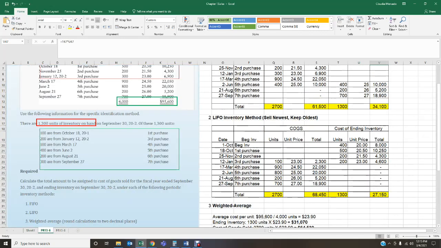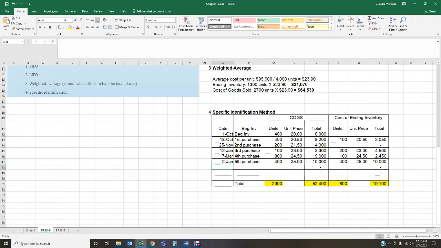August the 21st, the sixth purchase. We purchased 200 units. Down here it says that we have all of those 200 units remaining on hand in our warehouse. So that entire purchase of 200 units was transferred over to the warehouse, and that's what we have sitting there, 200 units. That happened on August the 21st.